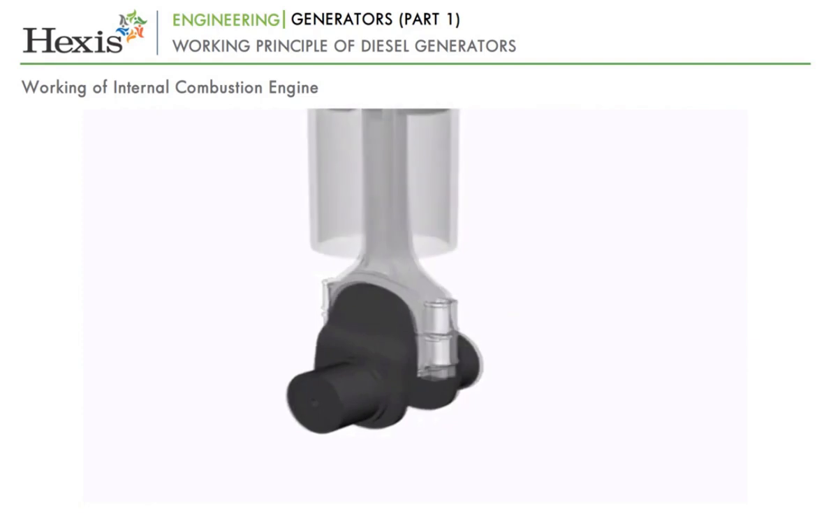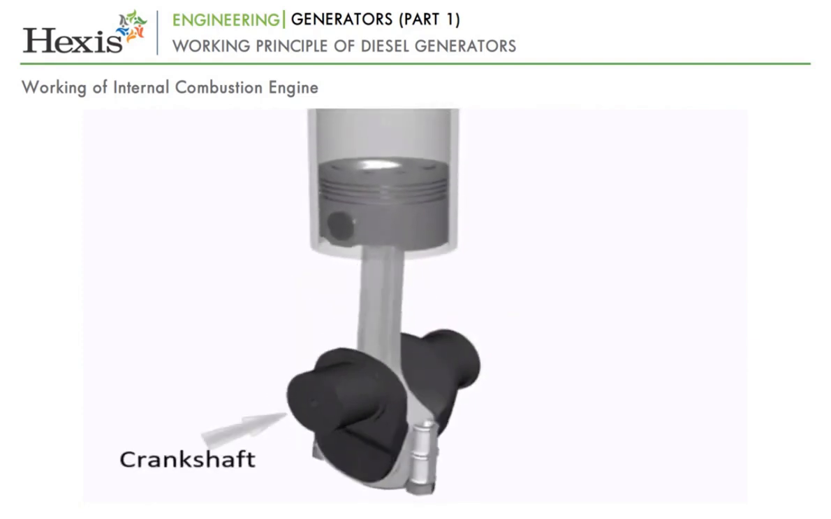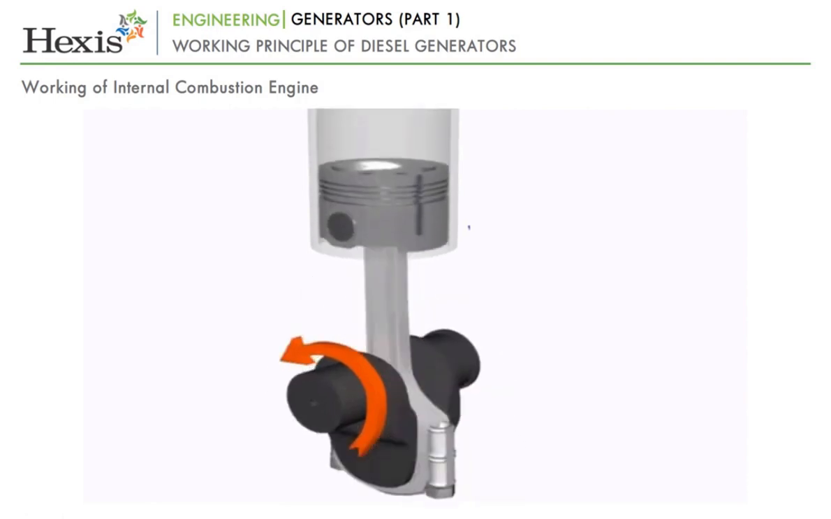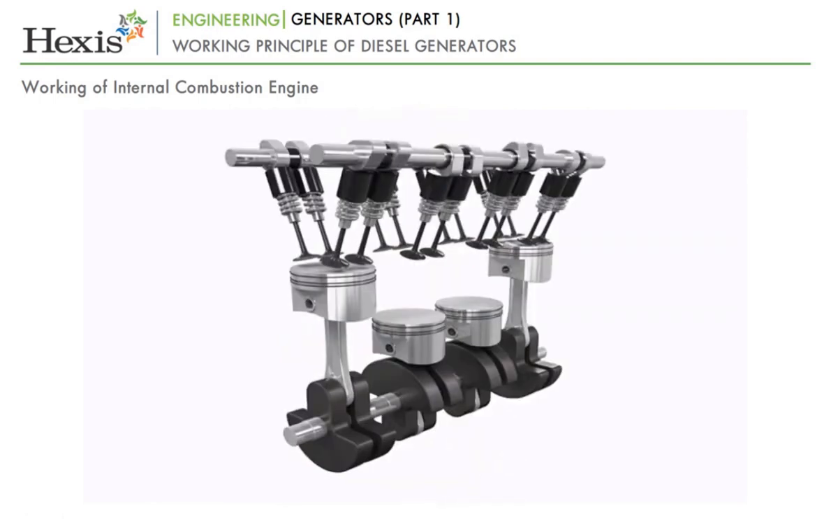The other side of the piston is connected to a crankshaft through a connecting rod, and the movement of the piston causes the shaft to rotate. The cycle repeats itself to keep the shaft turning. In a larger engine, there may be a number of pistons arranged in a straight line, V-shape or radially.